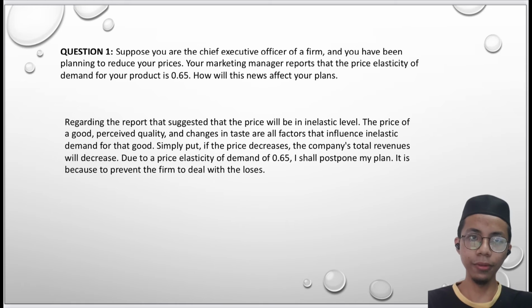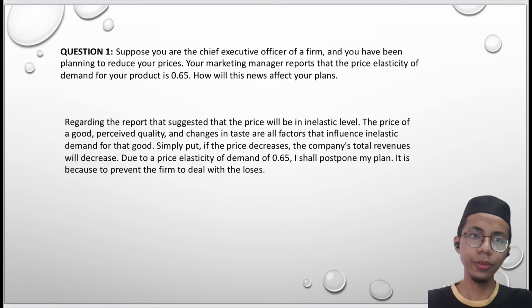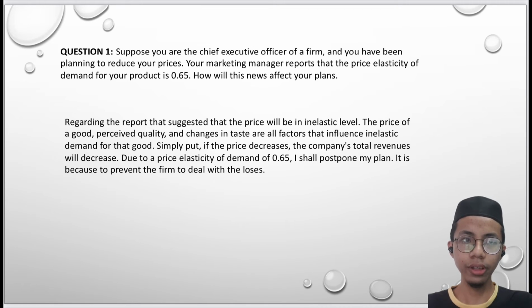Regarding the report that suggested that demand will be at an inelastic level, the price of a good, perceived quality, and changes in taste are all factors that influence inelastic demand for that good. Simply put, if the price decreases, the company's total revenues will decrease. Due to a price elasticity of demand of 0.65, I should postpone my plan. It will be costly and prevent the firm from dealing with the losses.